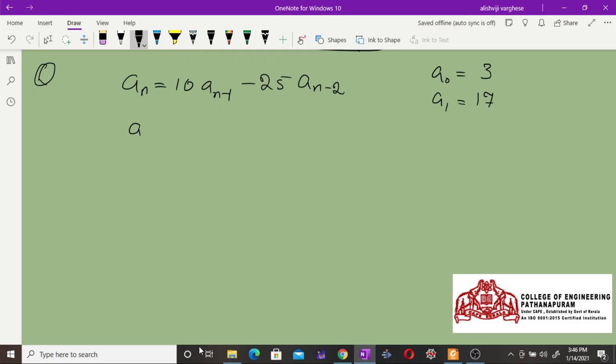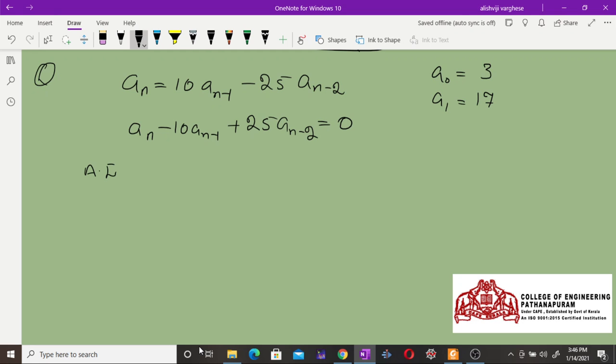Now let's consider another recurrence relation in which an is equal to 10 times an minus 1 minus 25 times an minus 2. And here we have initial conditions a0 is equal to 3 and a1 is equal to 70. In the first step, we rewrite it as an minus 10 an minus 1 plus 25 an minus 2 is equal to 0, in the standard form.